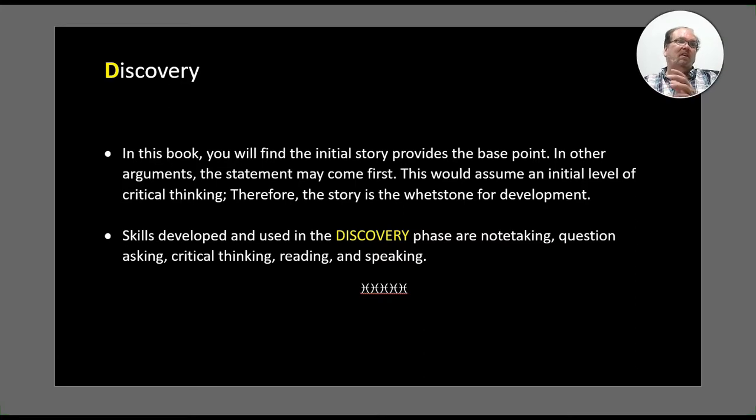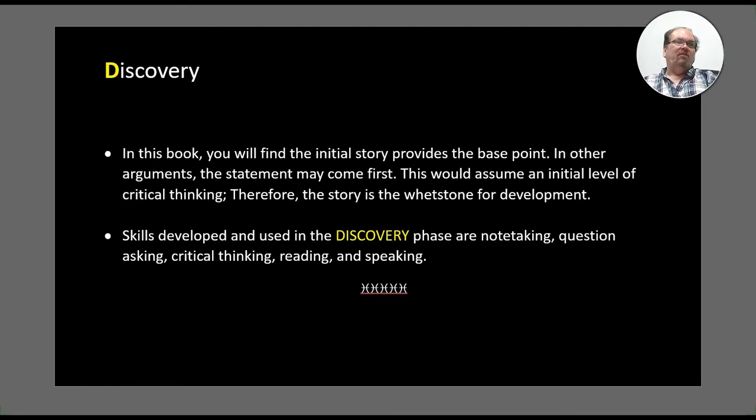In other arguments, the statement may come first. In discovery, you might ask questions. This would assume an initial level of critical thinking, which means when you read the story, read for what kind of arguments are there in the story. That's critical thinking. What kind of arguments, for or against? And you can write them down. Okay, when you're reading, don't stop for vocabulary. Vocabulary is not as important at this point. Just what kind of ideas are generated from the title and the story.